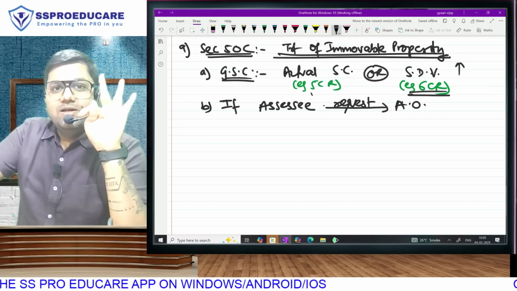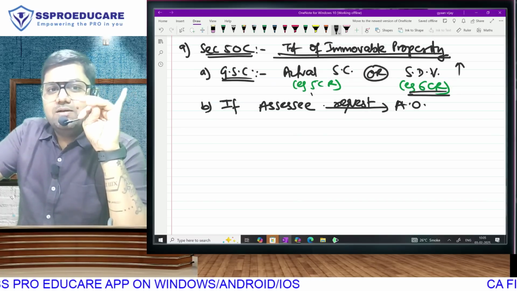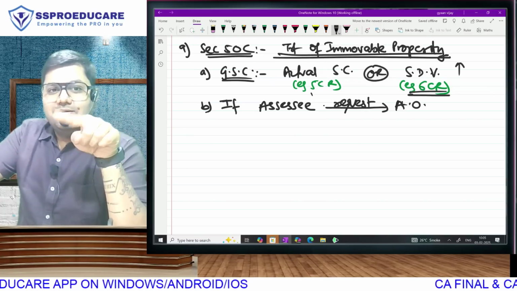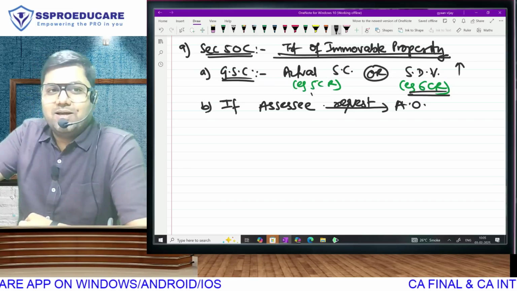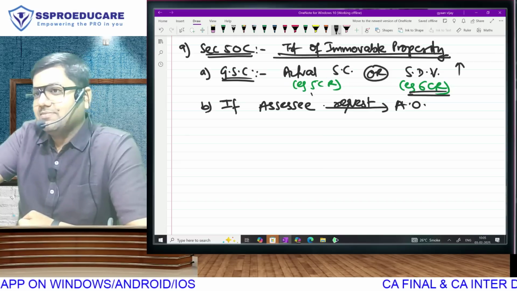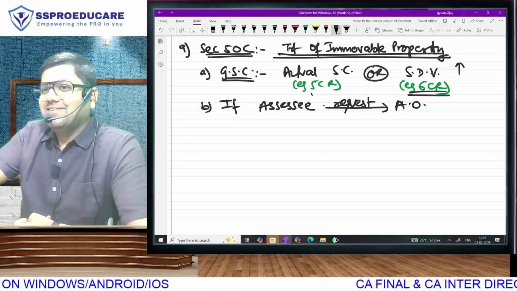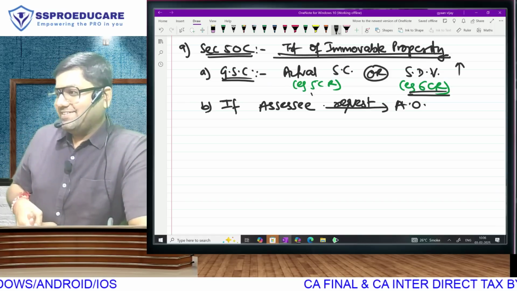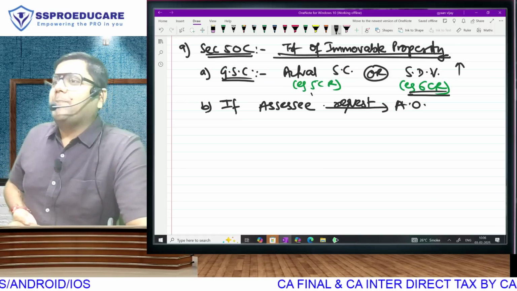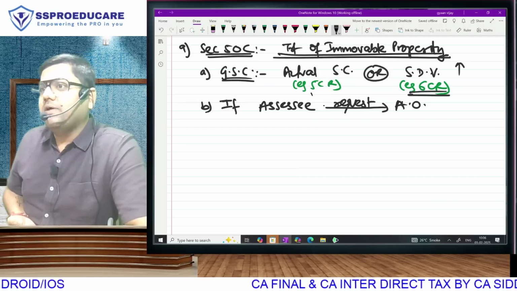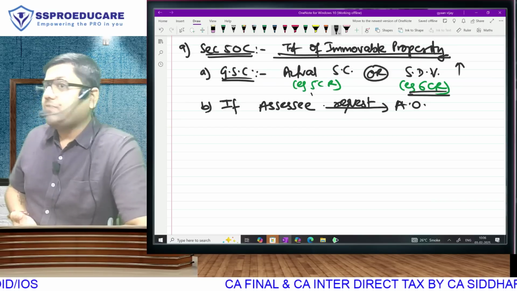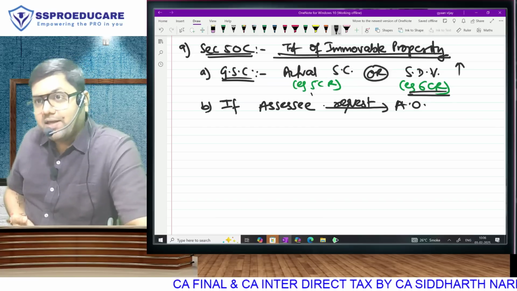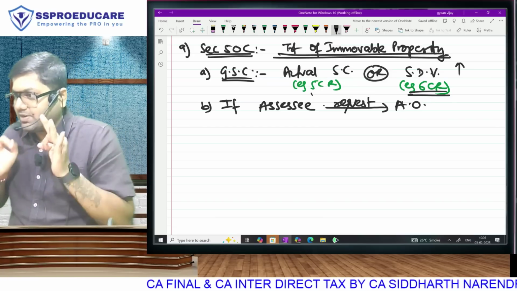Four people. Me seller, Chandu buyer, Prerna AO, and Pratik the supplier, municipal corporation. So I have sold my property to Chandu at an actual selling price of 5 crore. Chandu will pay me 5 crore. The actual transaction has taken place at 5 crore.